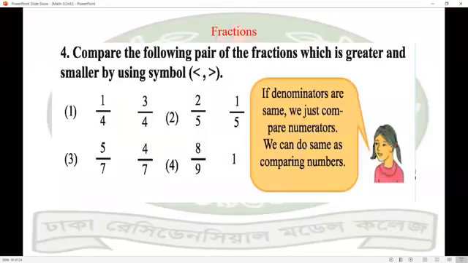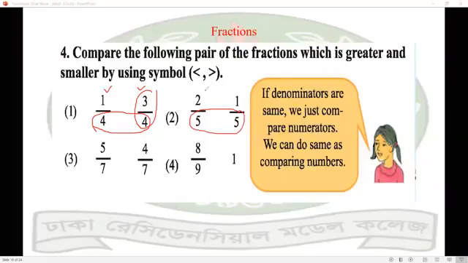Compare the following pairs of fractions: which is greater and which is smaller. Here is a technique. You see that in number one, the two fractions have the same denominator. When fractions have the same denominator, the one with the larger numerator is the larger fraction. Here the numerators are 1 and 3, so 3 is greater, so 3 by 4 is greater. Here the denominator is 5, and the numerators are 2 and 1, so 2 by 5 is larger. Here the denominator is 7, with 5 and 4, so 5 by 7 will be greater.